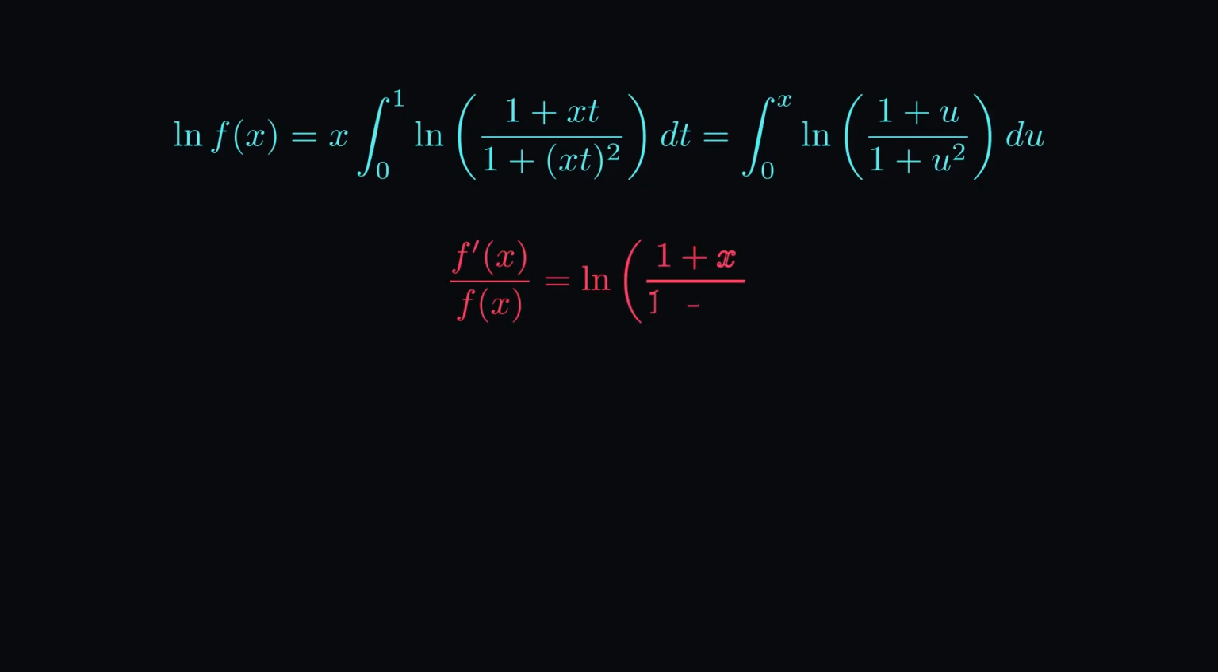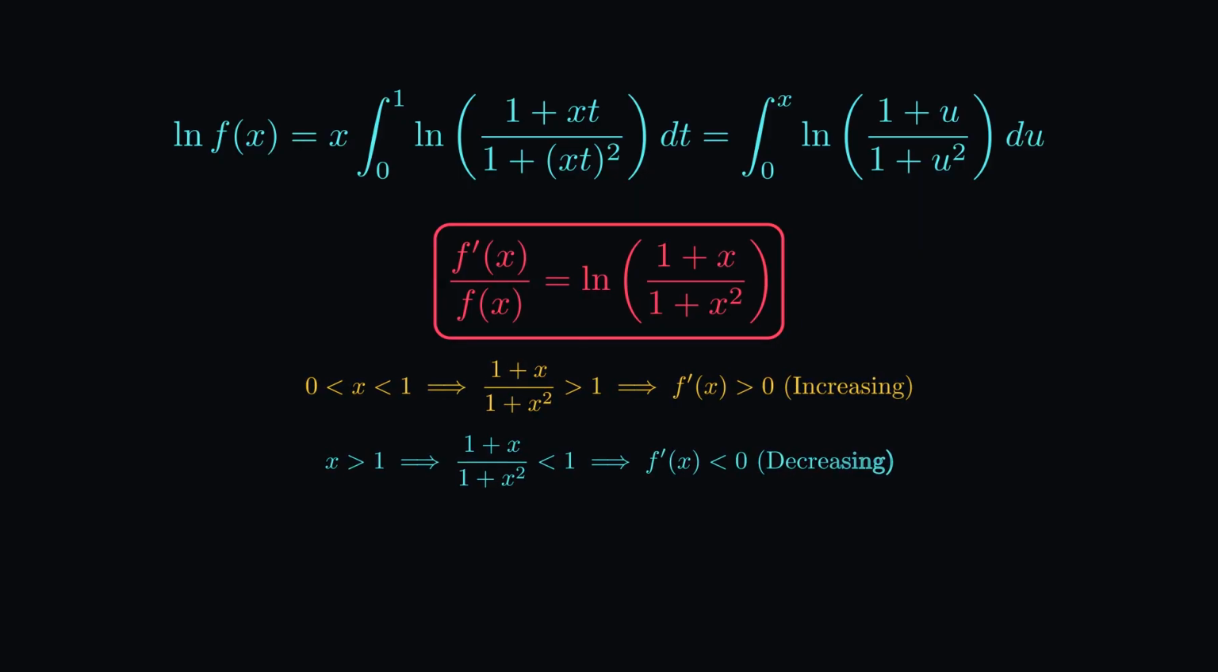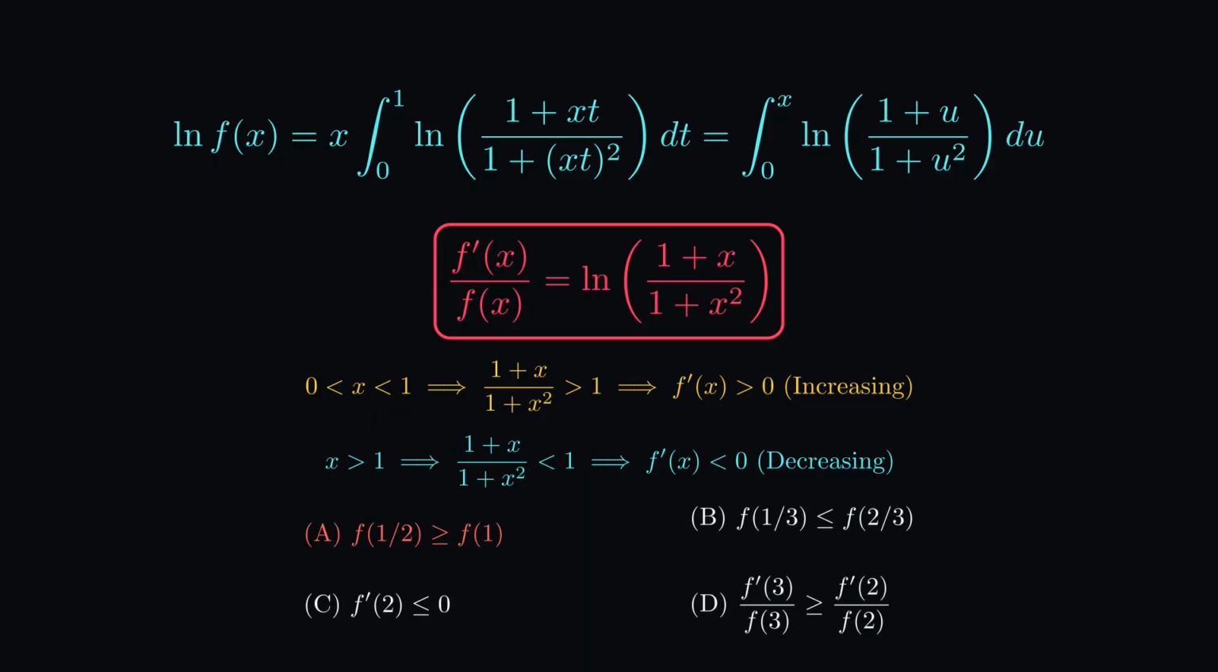Applying the Newton-Leibniz rule, the derivative of our integral is simply the inside function evaluated at the upper limit x. Evaluating our options. Option A is false because the function is strictly increasing before x equals 1. Option B is true. Both inputs are in the increasing zone, so 1/3 yields a smaller output than 2/3.